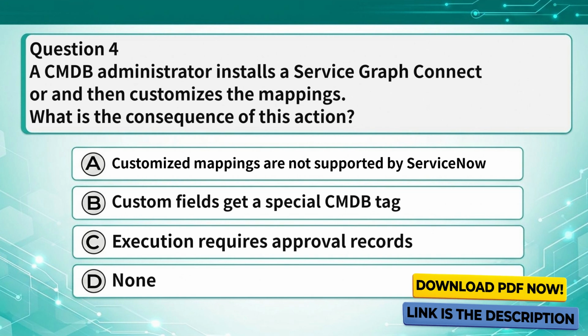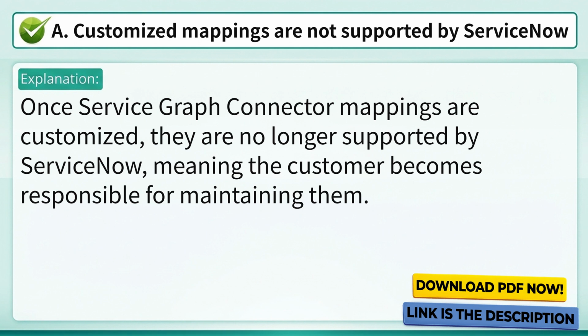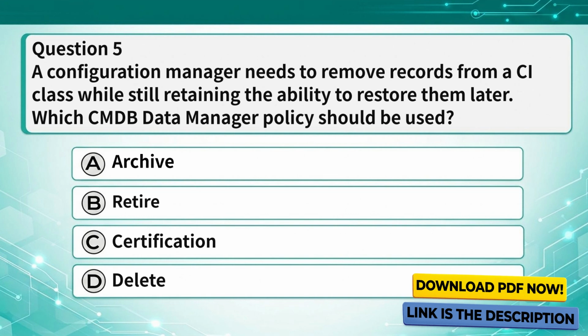Question 4. A CMDB administrator installs a Service Graph Connector and then customizes the mappings. What is the consequence of this action? A. Customized mappings are not supported by ServiceNow. B. Custom fields get a special CMDB tag. C. Execution requires approval records. D. None. Correct answer, A. Customized mappings are not supported by ServiceNow. Explanation. Once Service Graph Connector mappings are customized, they are no longer supported by ServiceNow, meaning the customer becomes responsible for maintaining them.